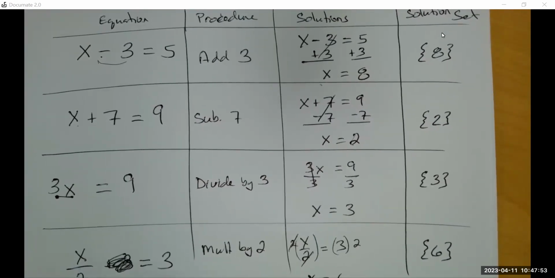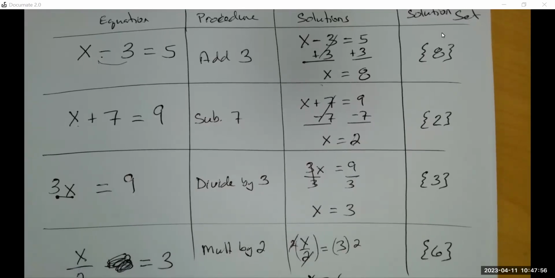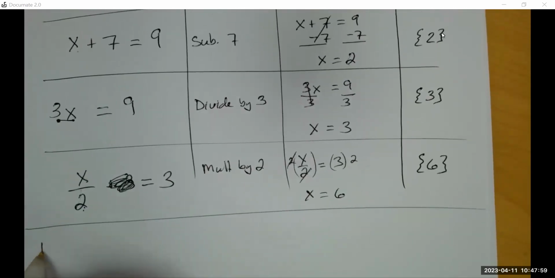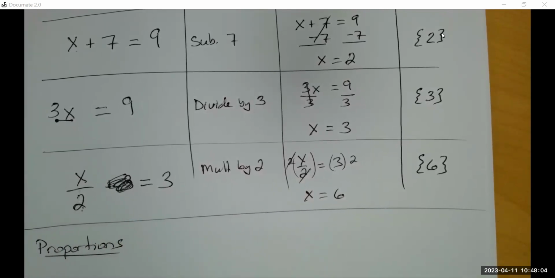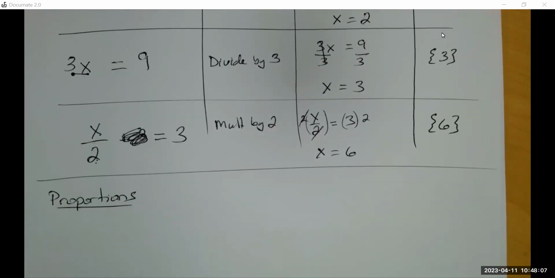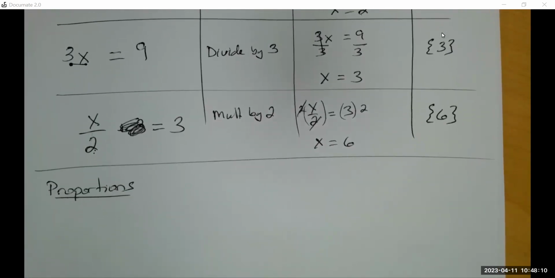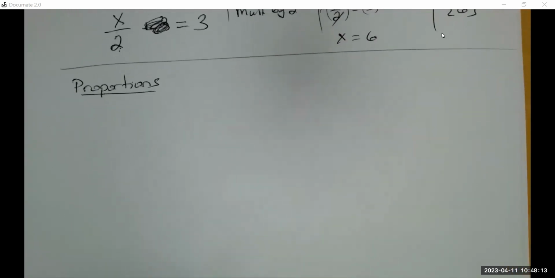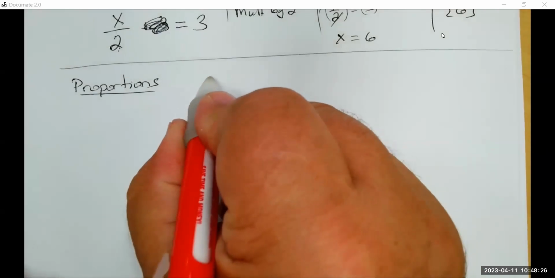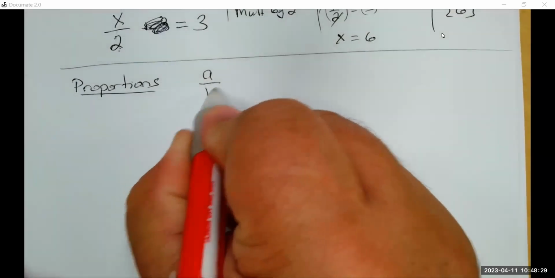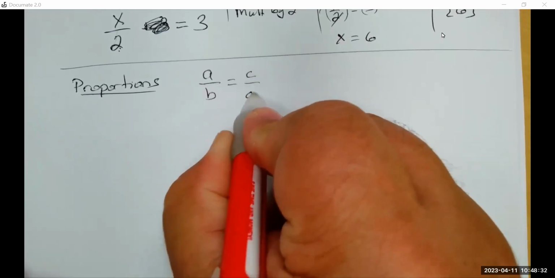So far, so good. We have one more topic to discuss. It's pretty quick, actually. It's called proportions. I know you've heard it. What are proportions? What does a proportion look like? A proportion is when you have two fractions that are equal to each other.